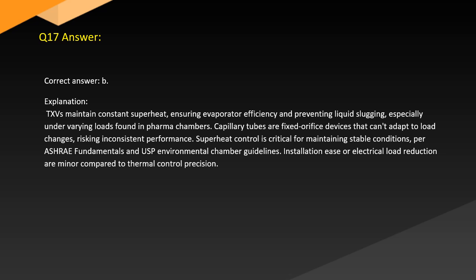Answer. Correct answer: B. Explanation. TXVs maintain constant superheat, ensuring evaporator efficiency and preventing liquid slugging, especially under varying loads found in pharma chambers. Capillary tubes are fixed orifice devices that cannot adapt to load changes, risking inconsistent performance. Superheat control is critical for maintaining stable conditions per ASHRAE fundamentals and USP environmental chamber guidelines. Installation ease or electrical load reduction are minor compared to thermal control precision.